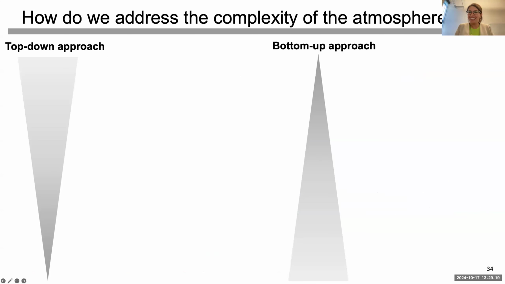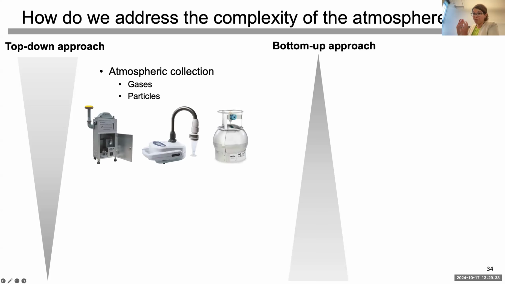So how do we study the complex atmosphere? In my research group, we have two approaches. We have the top-down approach and we have a bottom-up approach. What I mean by top-down approach is we actually go and collect the real atmosphere. So atmospheric collection is what it can be called. There are different ways of collecting gases and different ways of collecting particles. I would say that collecting gases is really hard, actually. The way you can collect a gas is using these canisters that you would evacuate, so there would be a vacuum inside.